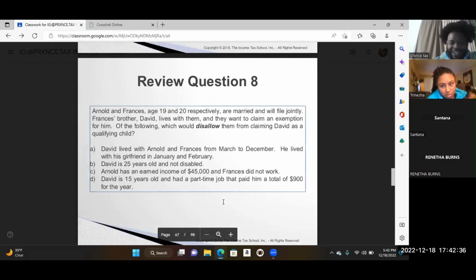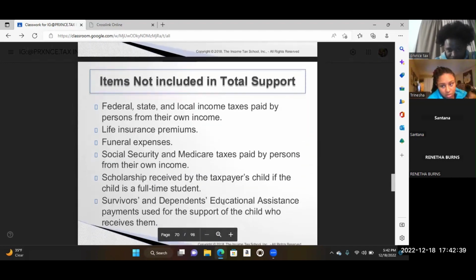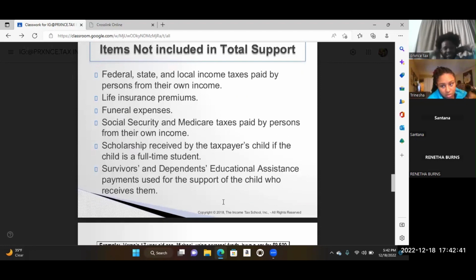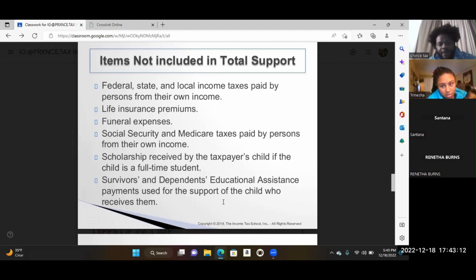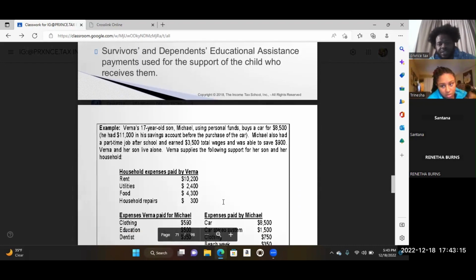All right, review questions, not really worried about them too much. We're going to review. Y'all can always review all this inside your Google Classroom. All right, so federal, state and local income taxes paid by persons from their own income, life insurance premiums. These are more things that somebody can itemize to lower their tax liability, which may in turn increase their refund. Social Security and Medicare taxes paid by a person, funeral expenses, scholarship received, survivors and dependent educational expenses.